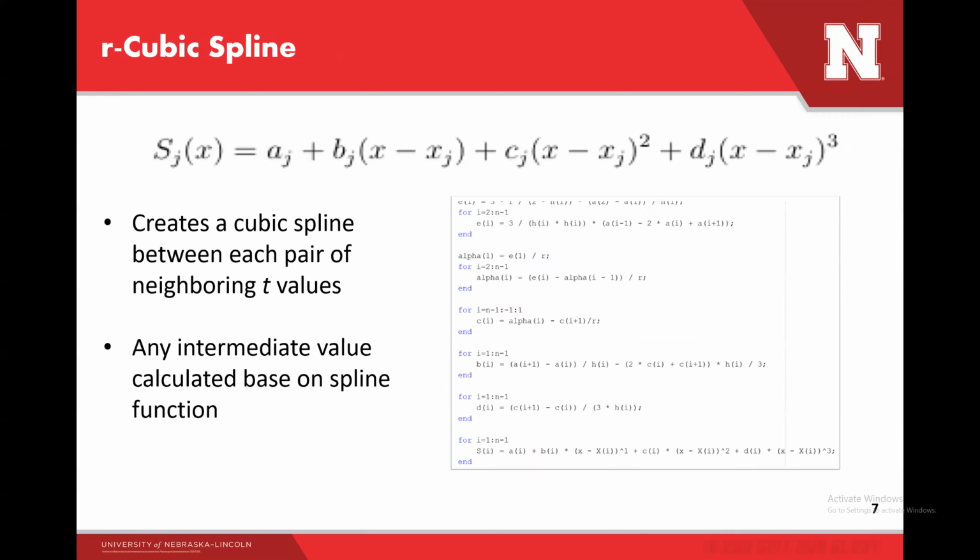And the second method that we used was R-cubic spline interpolation. Similar to linear interpolation, this creates a function in between each pair of points, but in this case it is a cubic function. You can see the formula at the top to find that cubic spline, and then there's a little snippet of the MATLAB code that we use to find the cubic splines.